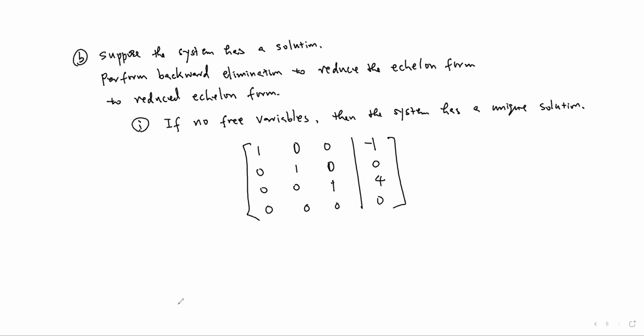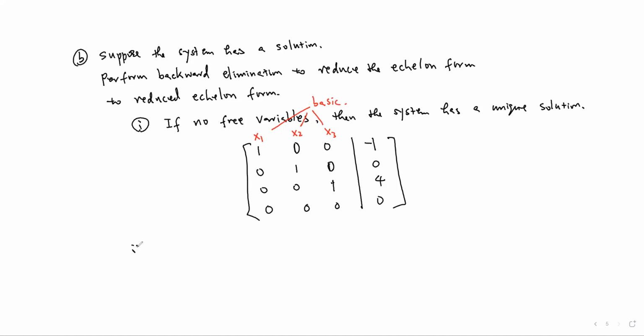This linear system has no free variable. The first column contains a pivot, so x1 is basic. The second column contains a pivot, so x2 is basic. The third column is also basic. All are basic, so this linear system has only one solution.